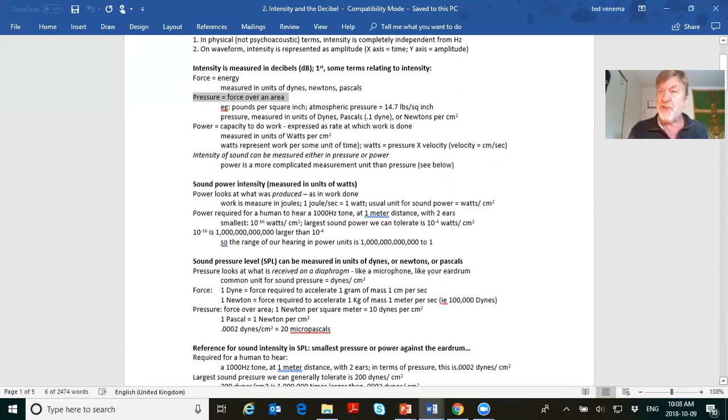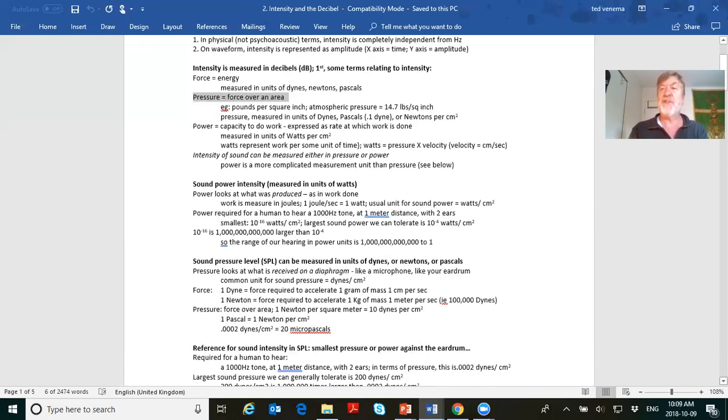So what scientists did was they measured the softest pressure it took for a normal hearing human adult to hear a 1,000 hertz tone at 1 meter distance from a speaker with 2 ears. And always remember that sentence. There's 3 pieces to it. First is the 1,000 hertz tone. Second is the distance from the speaker. And thirdly is the listening condition with 2 ears. And they found out what that pressure was. It was 0.0002 dynes per centimeter squared. And they called that pressure 0 dB SPL. Remember that. That's the cornerstone.